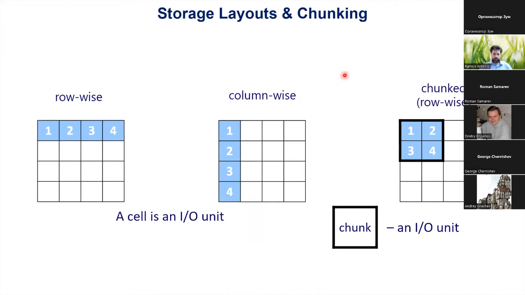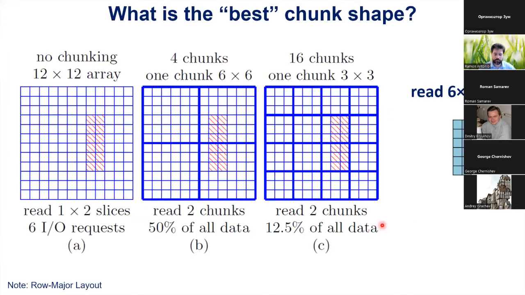Before we continue, let's revise chunking. Chunking partitions an array into a set of I/O units called chunks. Chunking is an approach to substantially accelerate I/O. So what is the best chunk shape? Consider an example. Given an array of 12 by 12 cells, the task is pretty simple. We need to read a 6 by 2 subarray from the given array.